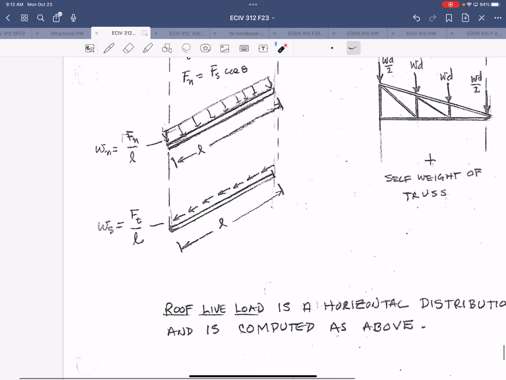down here, this WS should be a WT to be consistent. So here the N is for normal, or perpendicular to the length, and the T is for tangential. It's a little bit confusing because we also use transverse, which is a synonym of normal, but tangential means parallel to the length.